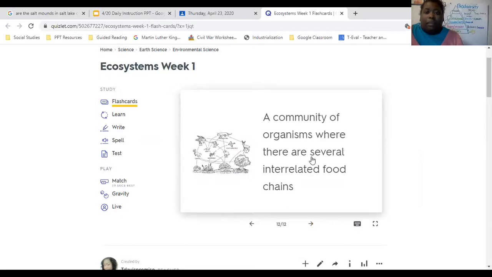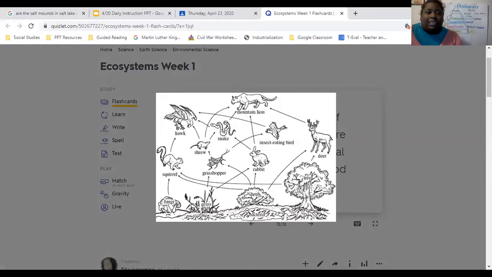And then finally, food web. It is a community of organisms where there are several interrelated food chains. And so food webs are complex, but they all begin with the same energy source. It is the sun. All food webs, all food chains begin with sunlight energy as the main energy source because the plants cannot produce glucose without the sunlight energy. So once we start with that sunlight energy as the main source of energy for all food chains, all food webs, then the plants have stored energy, which is chemical energy, glucose.